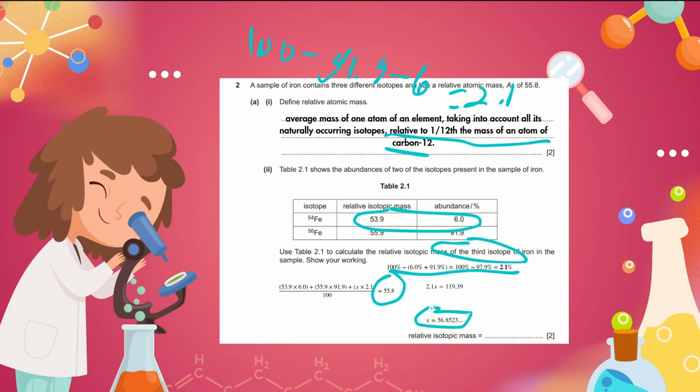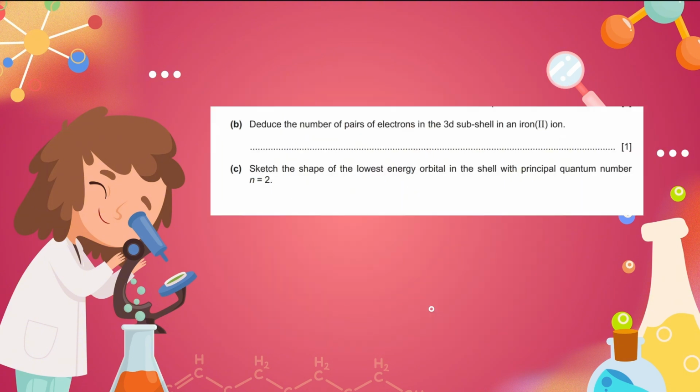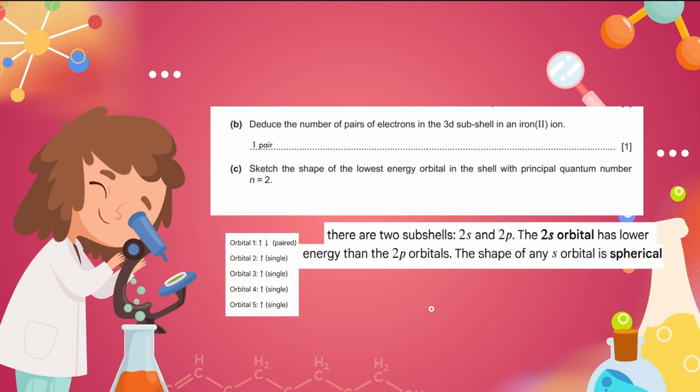This question. Next, deduce the number of pairs of electrons in the 3d subshell in Fe2+. One pair. Why? So, the 3d subshell, which is 5 boxes, right?